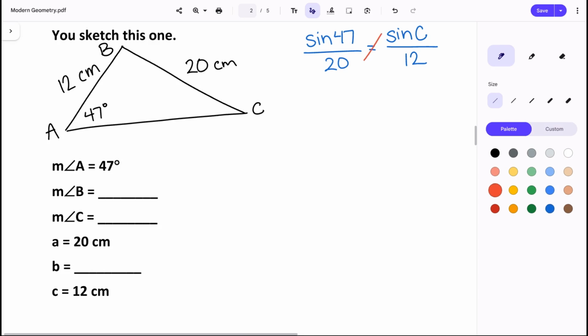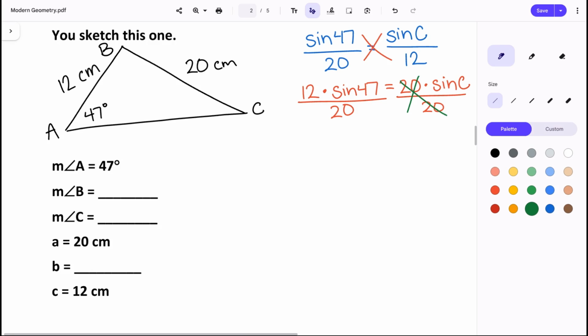We're still going to cross multiply. So 12 times the sine of 47 equals 20 times the sine of C. Now my variable is in that sine of C term, so I want to get that piece by itself. How do I move that 20 away from it? I've got to divide by 20.